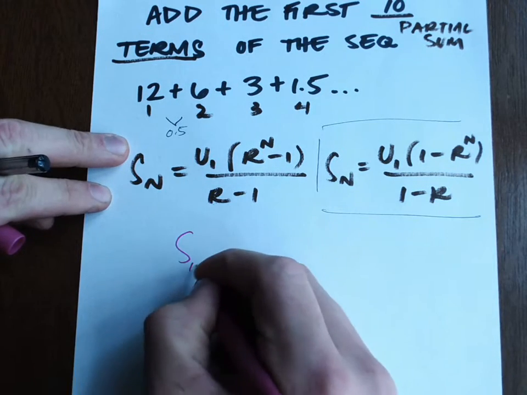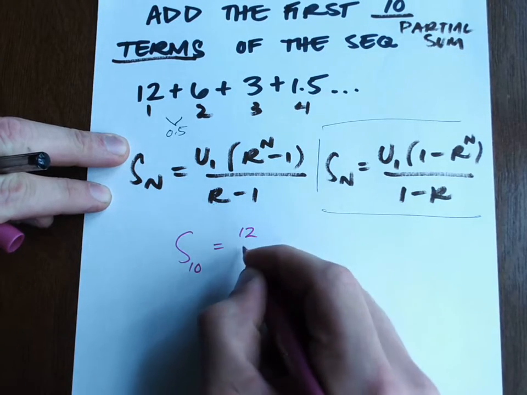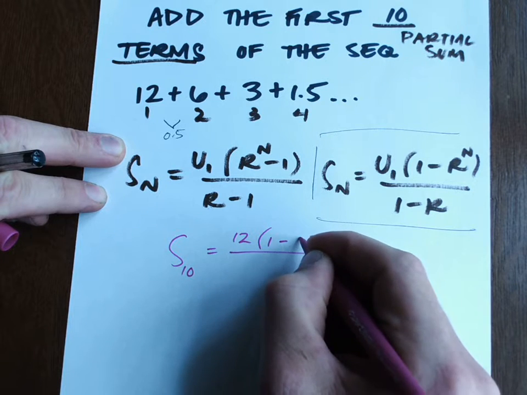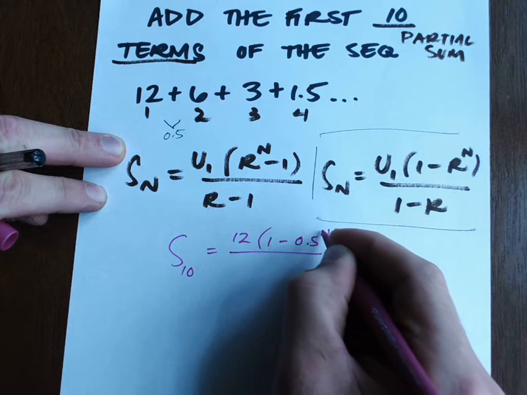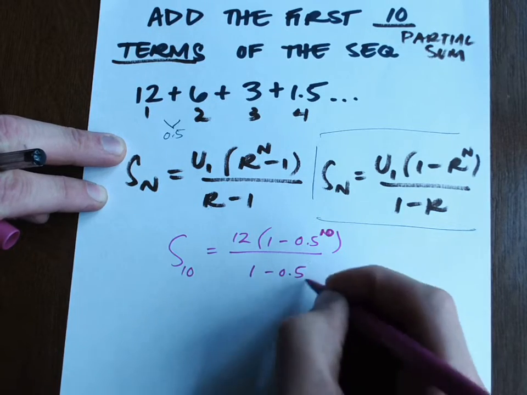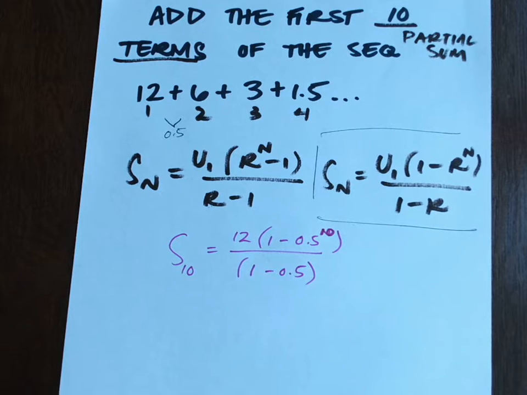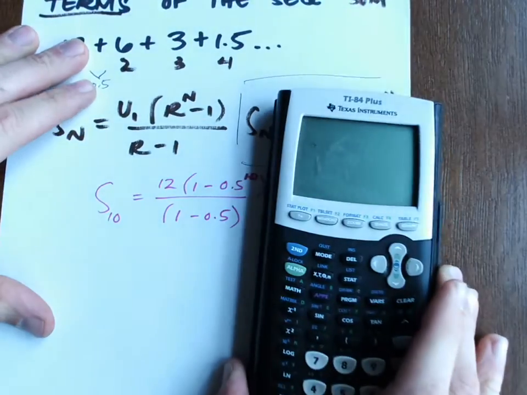The sum of the first 10 numbers is the first number, 12, and 1 minus the ratio, and that ratio to the n is 10, 1 minus 0.5. Okay, now we could have used the first one. It really won't make a difference. If everything is a number, there's no fancy solving for this. We're just going to calculate this.